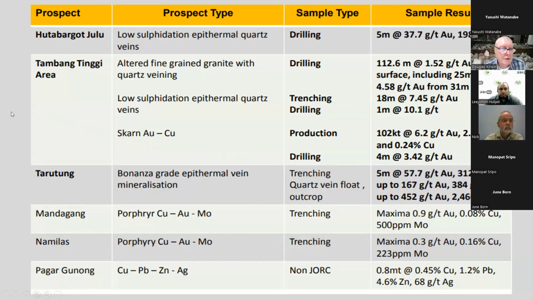This table shows some of the styles of mineralization, drill intercepts, and potential resources in the Siaho district. I think the thing to note here is that once again, we have low sulfidation epithermal quartz veins, we have skarns, we have sediment-hosted mineralization, and we have porphyries.